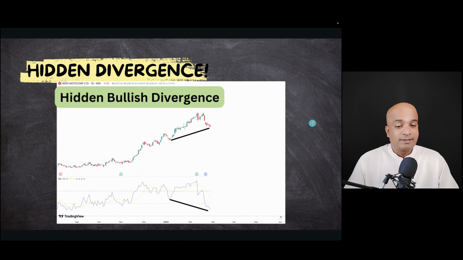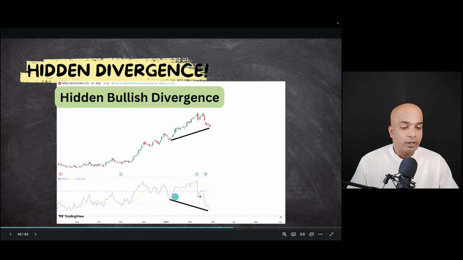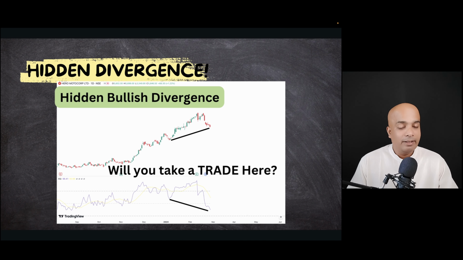So now one more example. For example, this is Hero Motor Corp. Now let's say the price has made a higher low, right? RSI made a lower low. Now tell me, will you take a long trade here? Think for a moment.